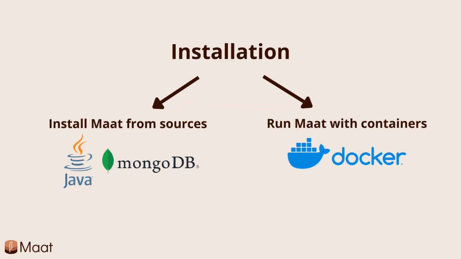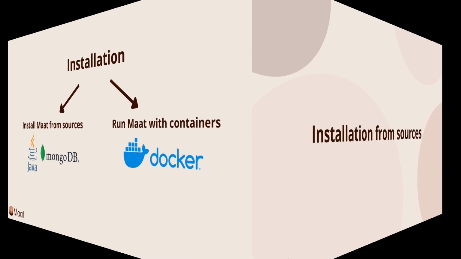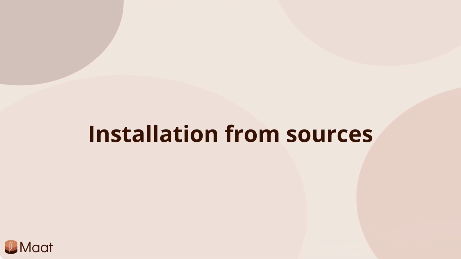One can choose to install Maat from sources, for which Java and MongoDB are needed as dependencies. Another option is to simply run Maat using containers on top of a Docker engine. Let's start by installing Maat from source.